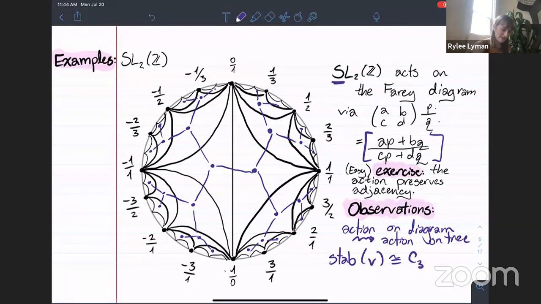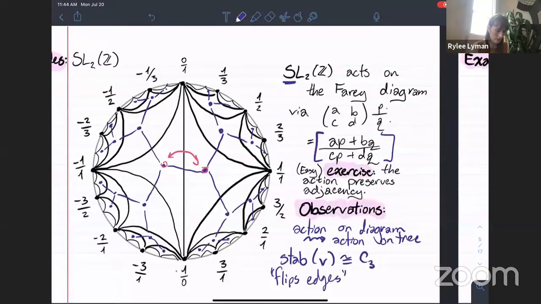Another observation is that there are group elements which send, for example, this vertex to this vertex and vice versa. So they sort of flip across this edge. Really, it's more like a rotation by 180 degrees. But that's just something that exists in this action. Cool. So it flips edges. That's my other observation. Cool. So far, so good. So that's how SL2Z acts on a tree.